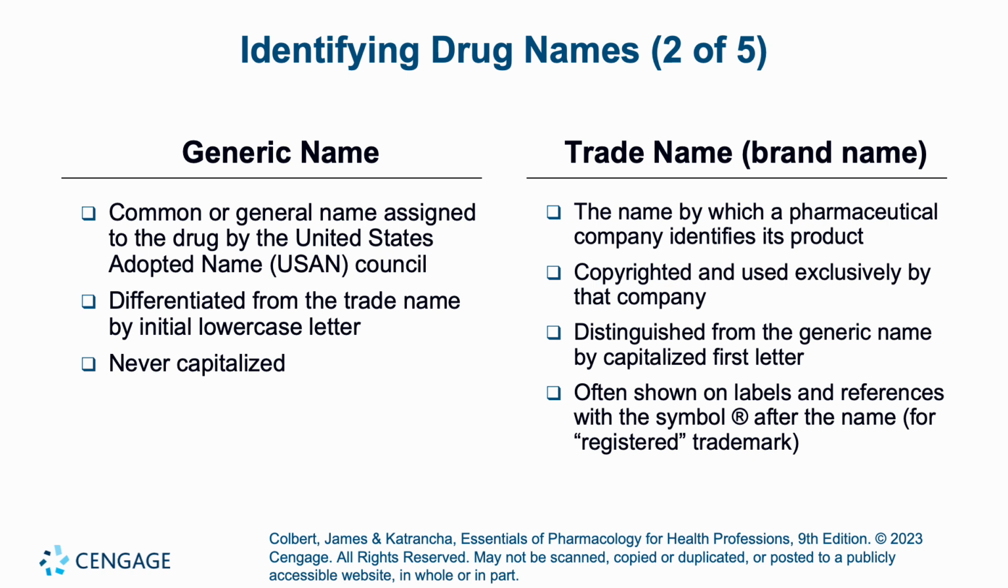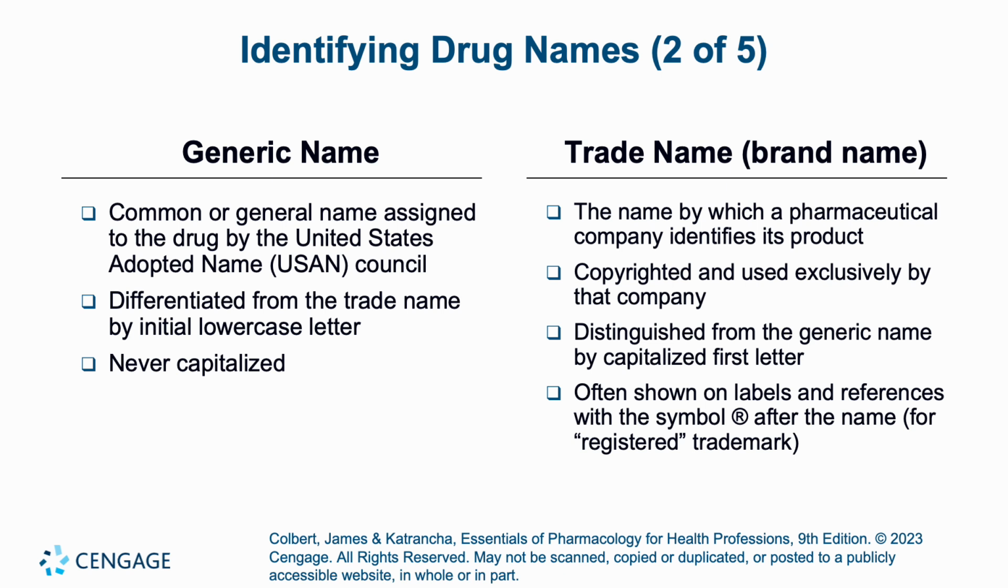So a generic name is going to be a common or general name assigned to the drug by the United States Adopted Name Council, the USAN Council. And this is differentiated from the trade name by an initial lowercase letter, never capitalized. So keep that in mind. A generic name will never have a capitalized letter.